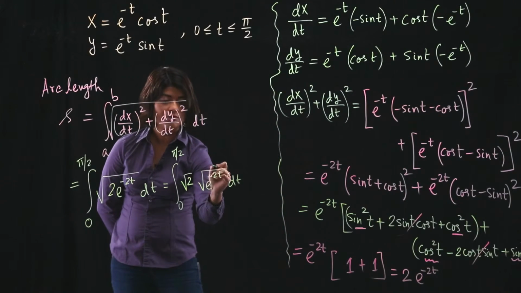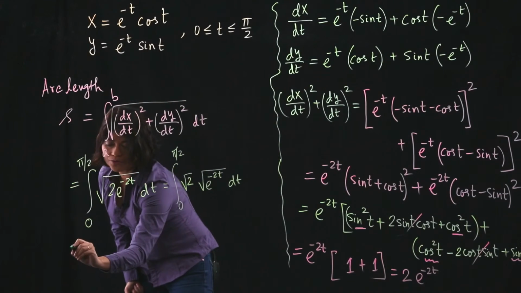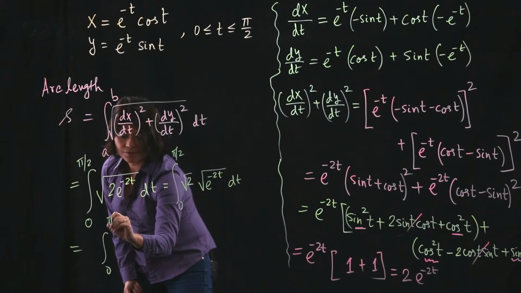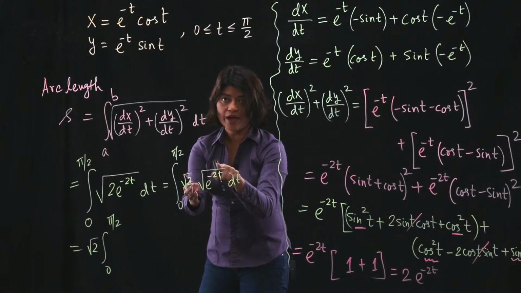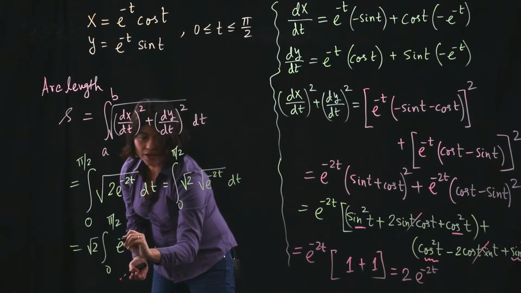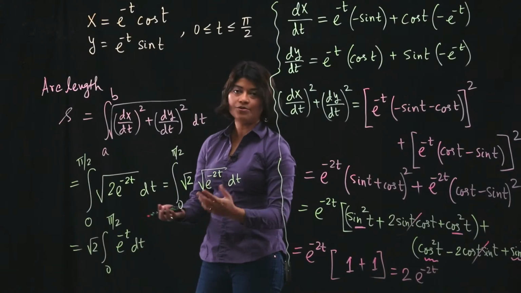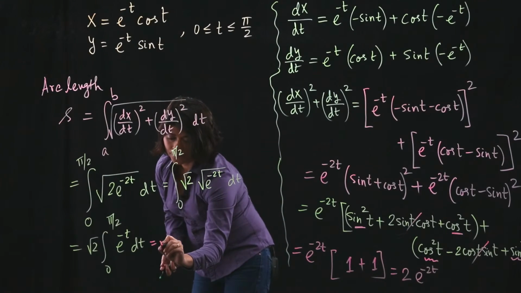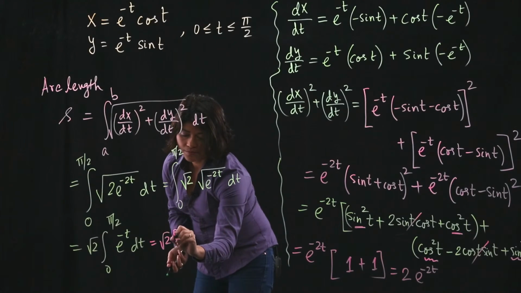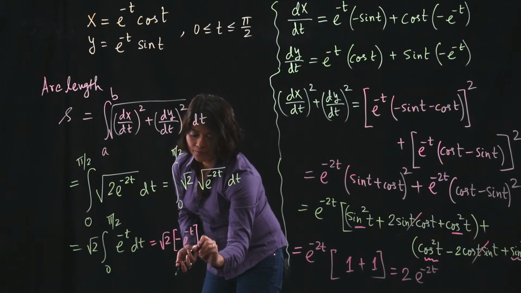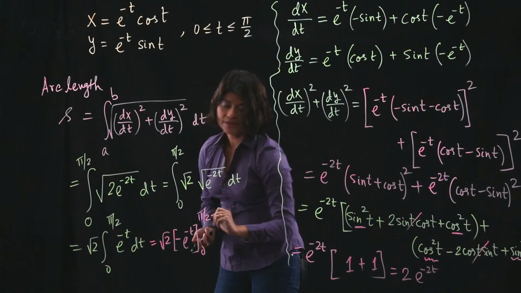That way we can pull out the square root of 2 outside the integral, and look what we get here. This is square root of (e to the negative t) squared. So you can get rid of the square root. So the simplified form is, you can pull out the square root of 2 outside, and this is square root of a square. Simplify, this is just e to the negative t dt. And you know how to integrate that. So the antiderivative is negative e to the negative t. And plug in the limits.